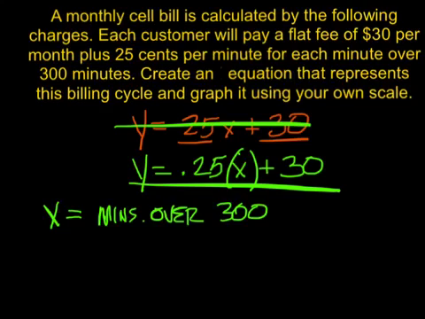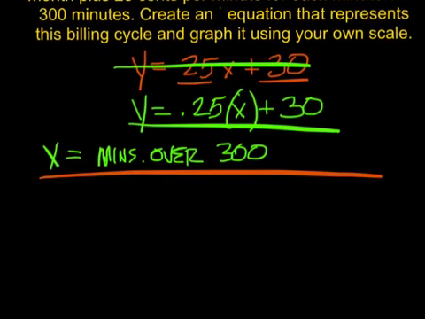300 minus, close. What if I use 600 minutes? You do 600 minus 300. What if I use 500 minutes? 500 minus 300. And if it were 1,000 minutes, 1,000 minus 300. So the amount of minutes that you use can change. And when things can change, what do you use to represent that? X. So we could also let x equal not the minutes over 300, but the minutes used.